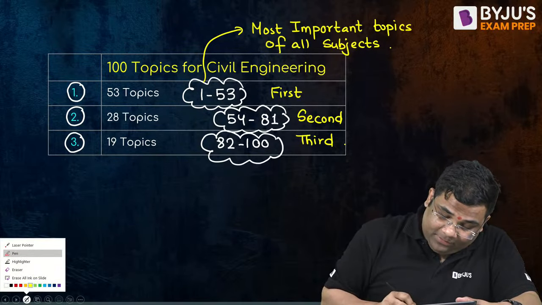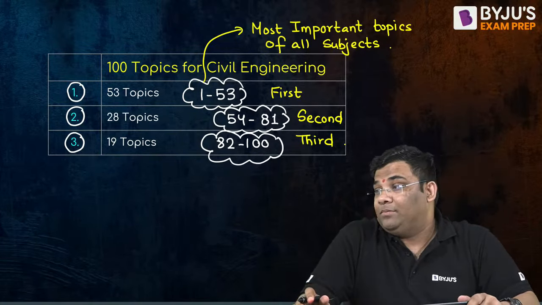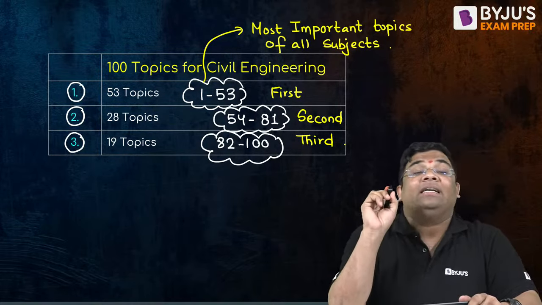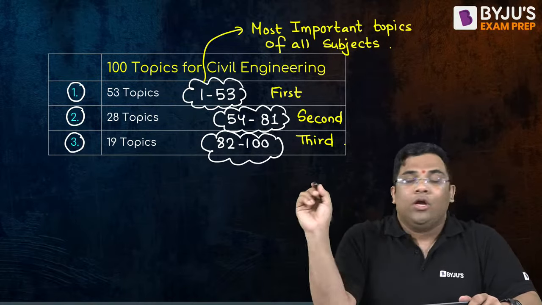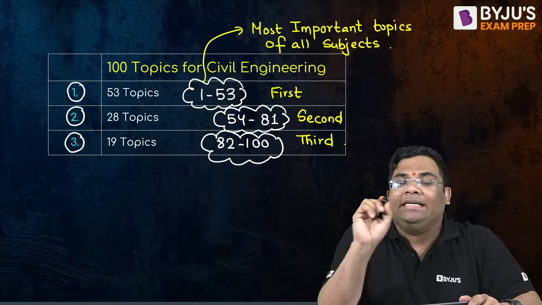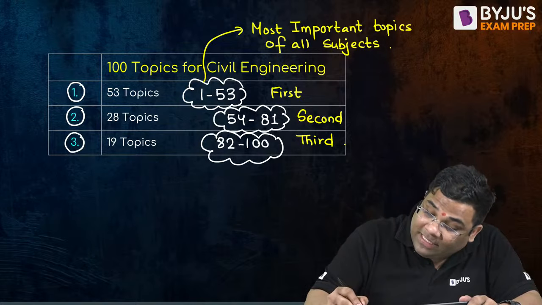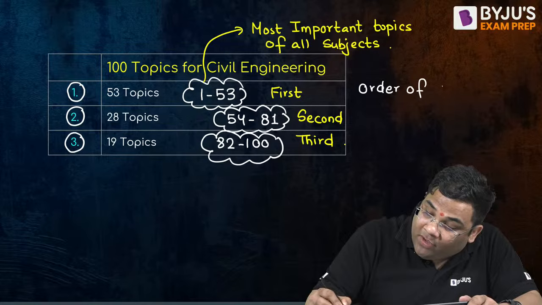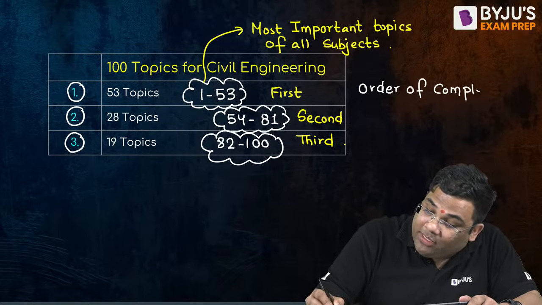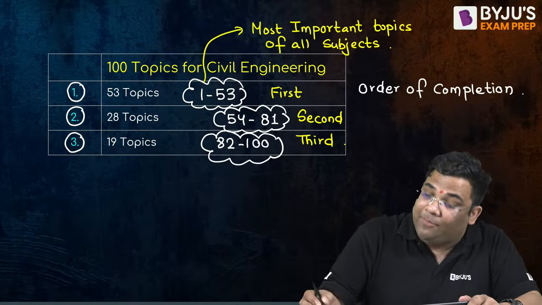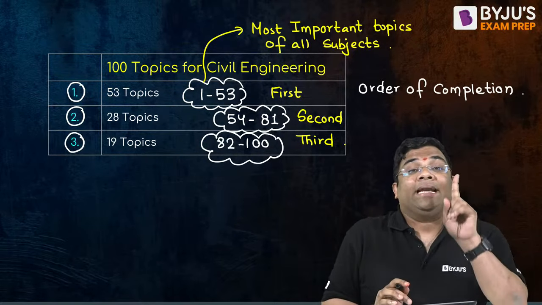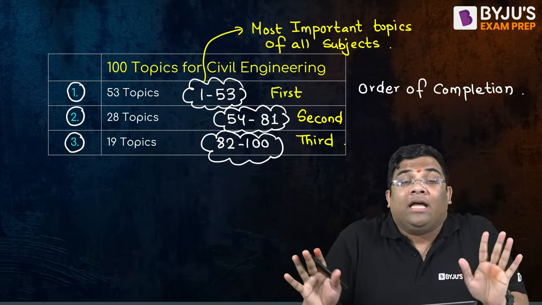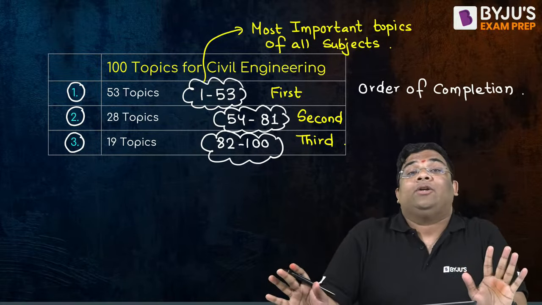Only first category topics or all the category subjects? All. Yes. I am not telling you to leave third category subject topics. No. Don't leave the third category. I am telling you first complete. This is the order of completion. This is not to tell that you have to leave any topic. You should target to complete all the 100 topics. Okay? All the 100 topics should be completed.